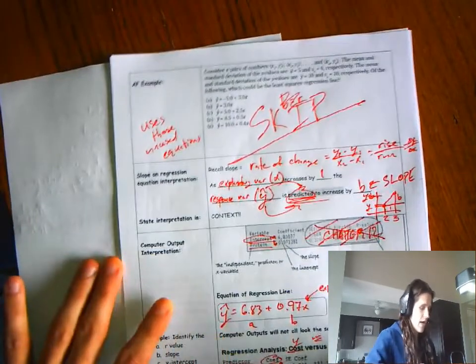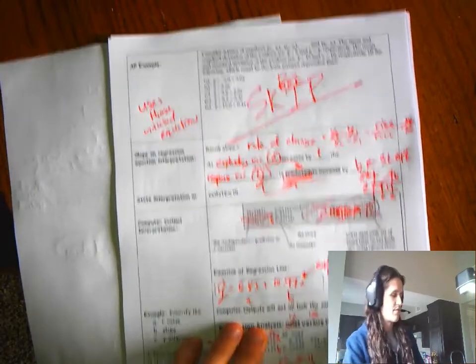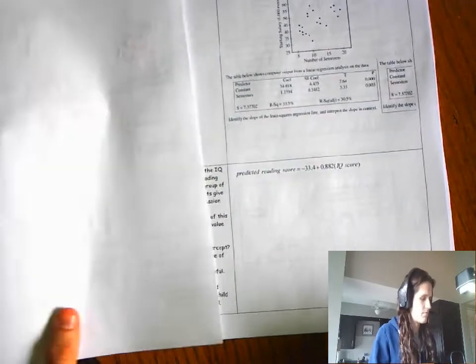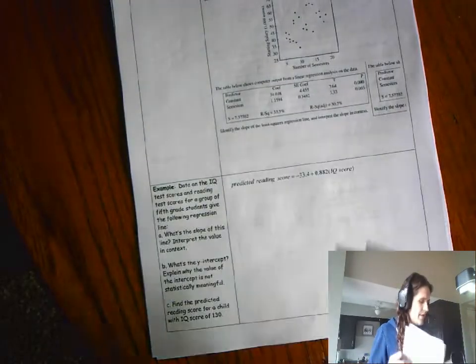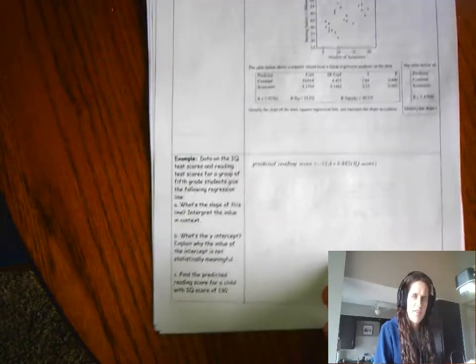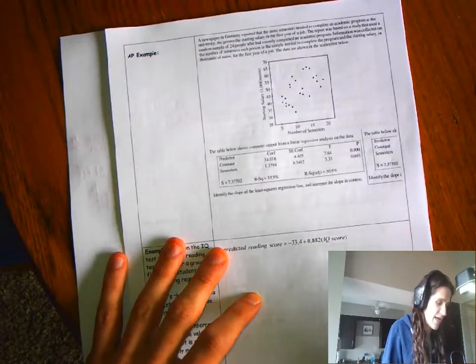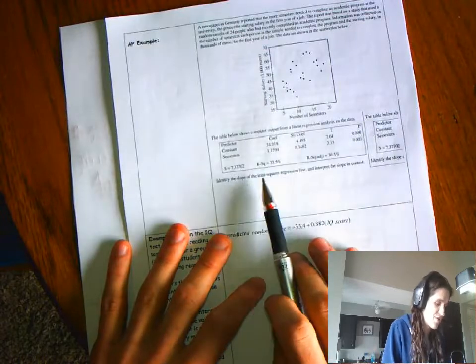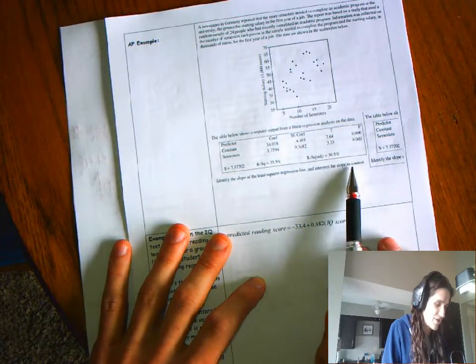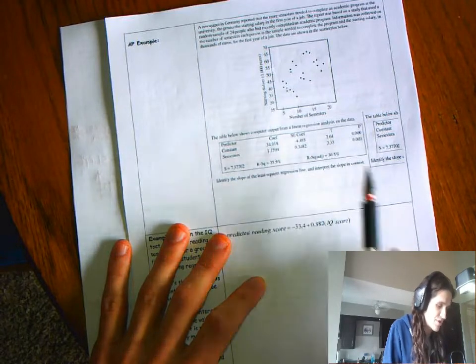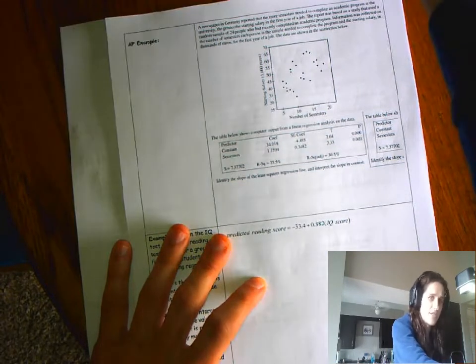Cool. Moving on. So the idea is we're going to have to interpret computer output. Now, I would normally have a bunch of examples to do in class, but I don't know how many examples we need to do. Let's try this next one. A newspaper in Germany asks us to identify the slope and interpret the slope in context. Okay, well, let's do that.